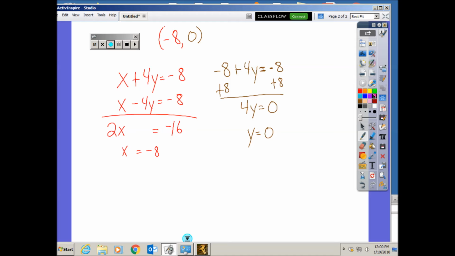Now I'm going to check it with the second equation. x is negative 8 plus 4 times 0. 4 times 0 is 0. Negative 8 equals negative 8. It checks. We have a correct answer.